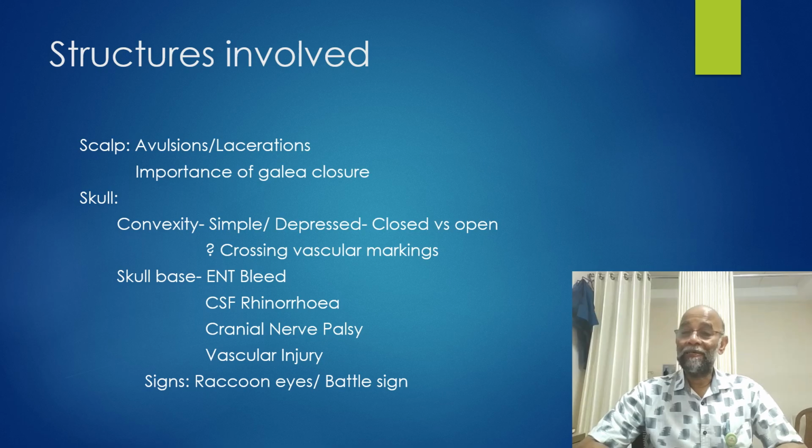Important in the temporal region, middle meningeal marking. If it goes across, you can have a large extradural hematoma, which is life-threatening, developing very rapidly. Again, vascular markings include the sagittal sinus or the torcular or the transverse sinus.